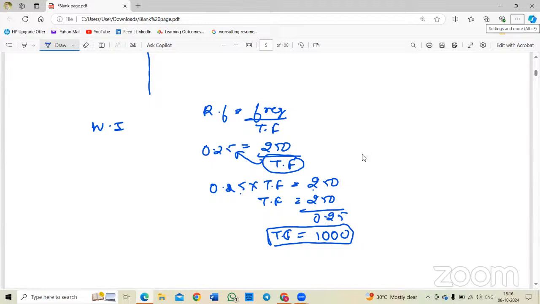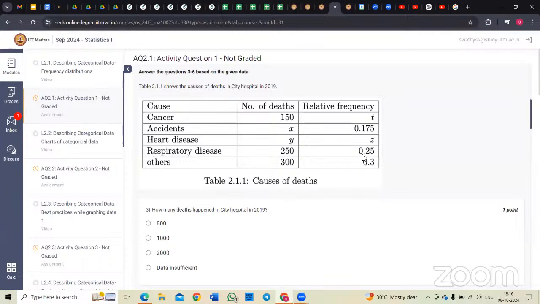You know the formula of relative frequency, right? So just put the values that you have been given. In this, you have been given the relative frequency of respiratory disease and others. So just take any one row and put the values in the relative frequency formula, and you will get the total frequency. Fine? Okay, ma'am.